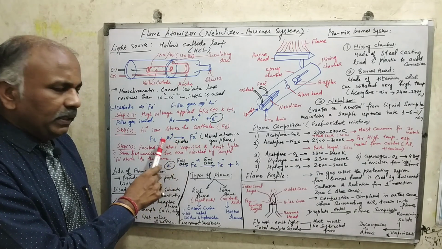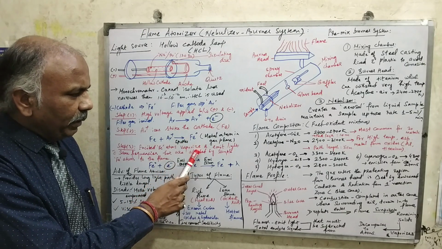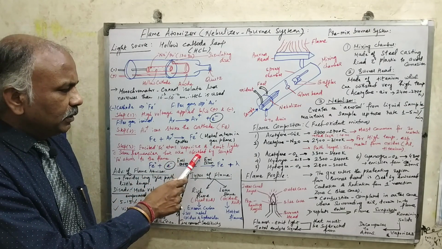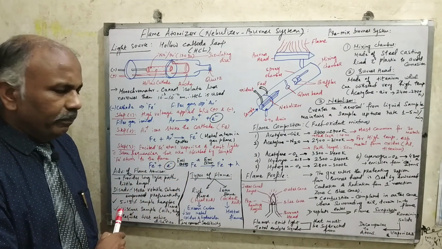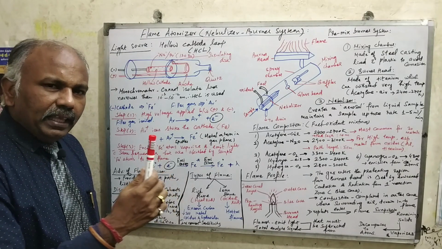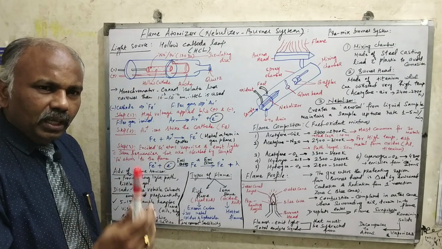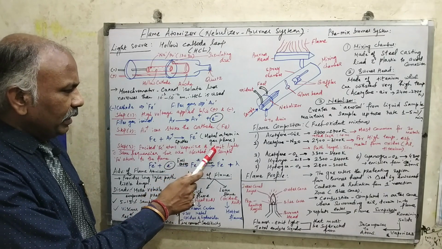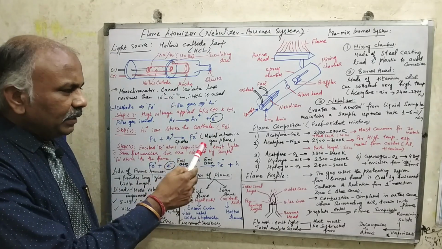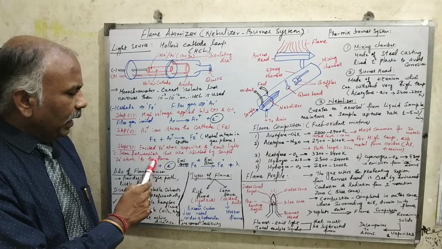Once sputtering takes place, what will happen? These atoms will go to the excited state after vaporization, and then they will come back to the ground state. This is a very important step. When they come back, they emit light radiation with the same frequencies that are absorbed by the sample atoms in the flame.